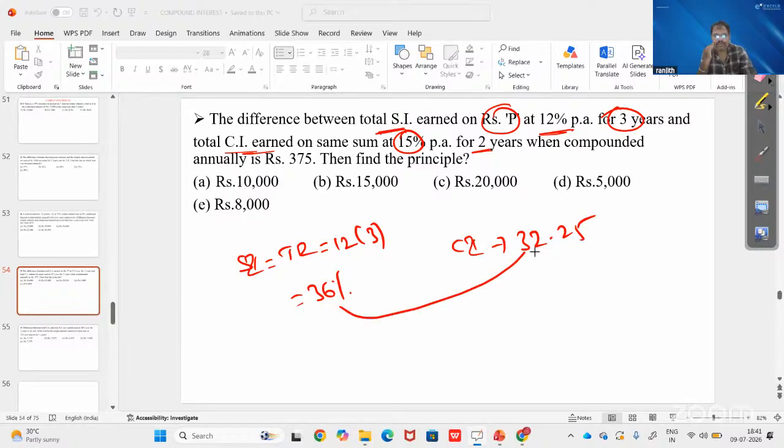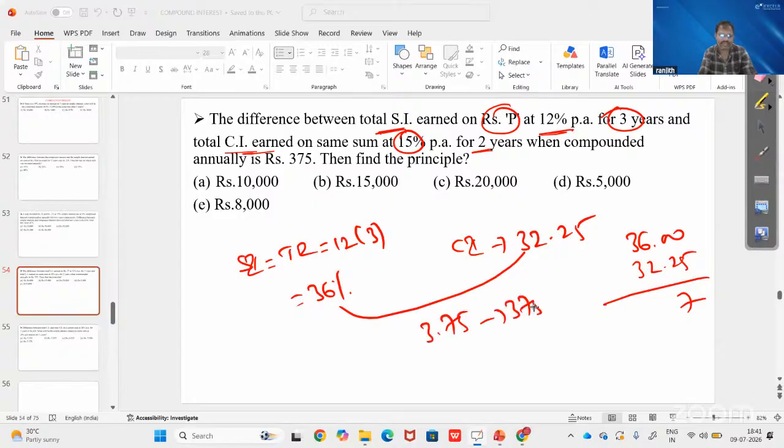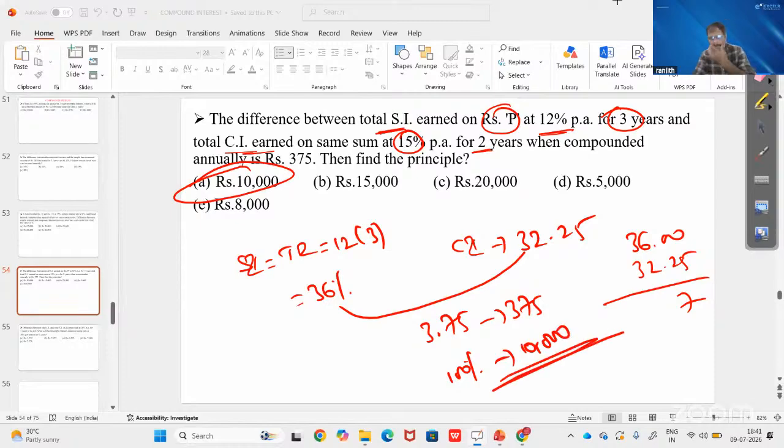So what is the difference we are having? 32.25 and 36, the difference will be 3.75. 3.75 will be equal to 375. So how many times 375? One time. So the answer is 10,000. Principal is always 100 percentage. 100 percentage equals 10,000. Answer is 10,000.